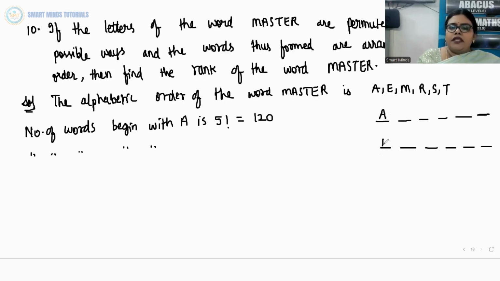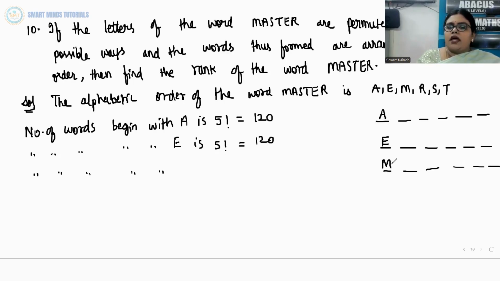Now number of words begin with, after A you have E. So you get all the words starting with E. So that also can be done in 5 factorial ways. That is 120.